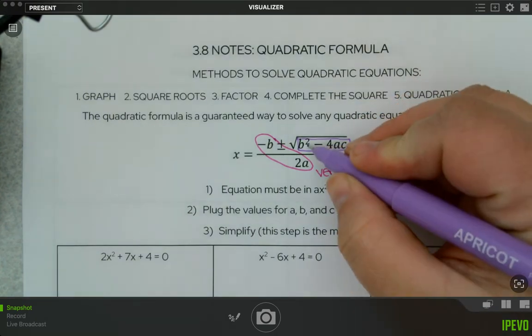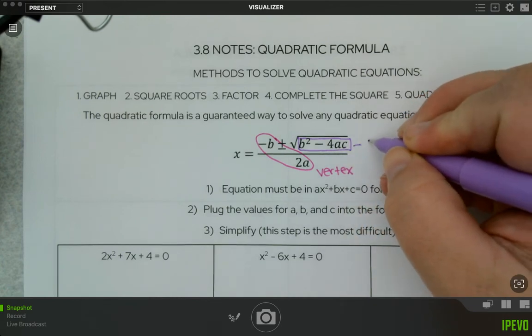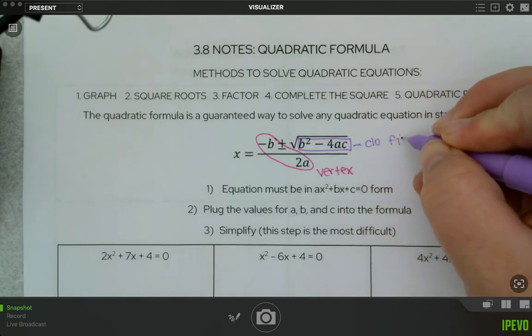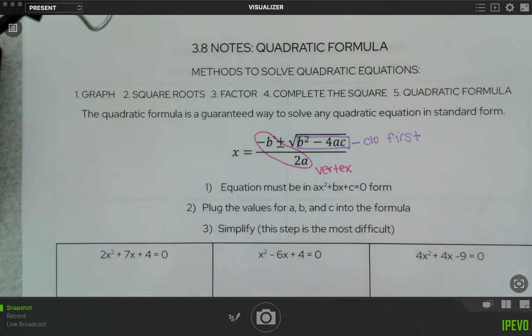You have to square b and subtract 4 times a times c. And I want you to do that part first, and then fill in these two things. Because if you don't, it just looks really complicated, more complicated than it needs to be.